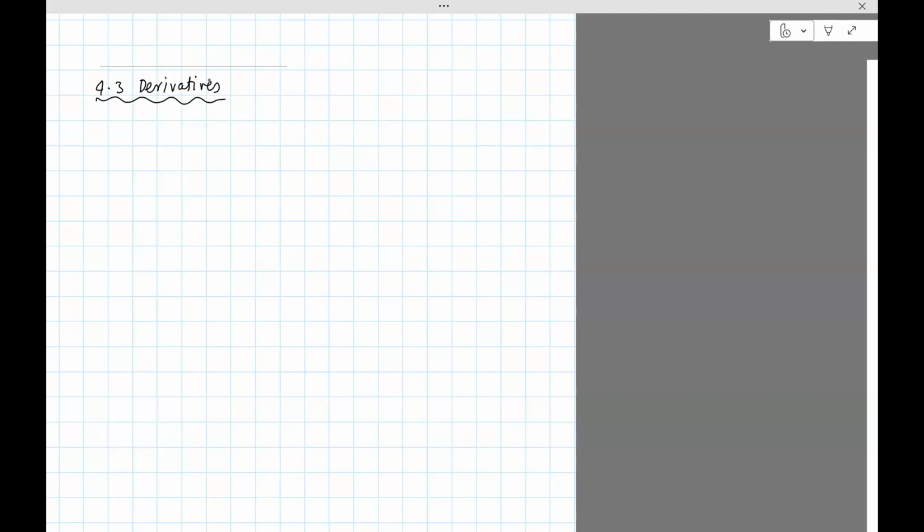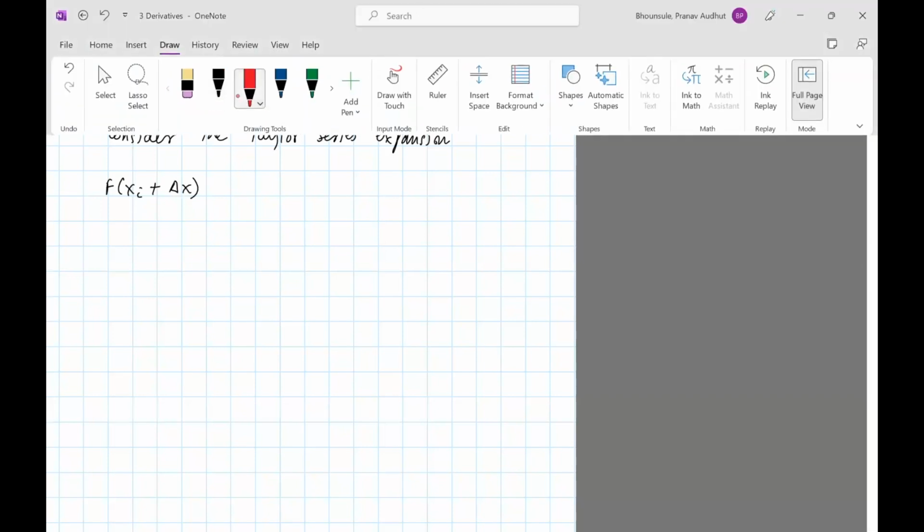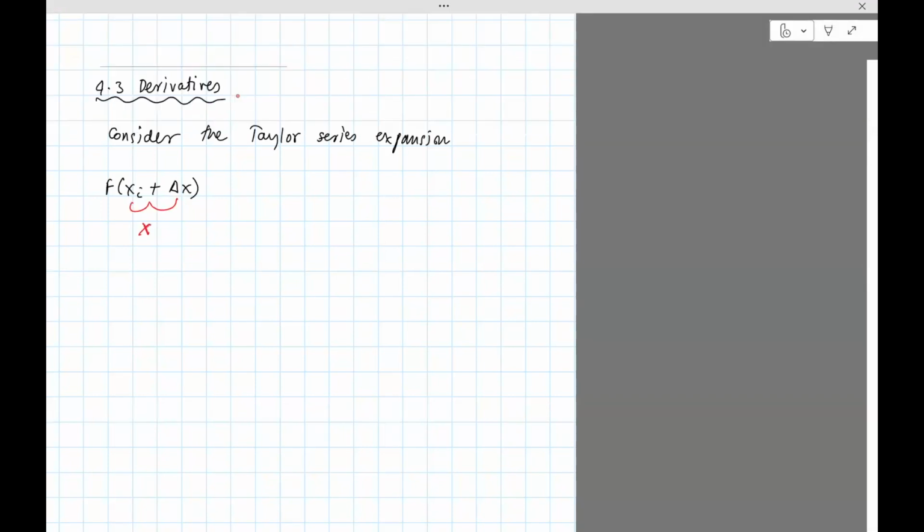Okay, so here's how we'll do the derivative. We will use the Taylor series expansion to do that. So now we're trying to estimate the derivative. We've seen a Taylor series expansion about x. All I'm going to do is replace x with xi plus delta x. This term was x earlier. I can put any value. I just chose to put a value which is delta x from xi.